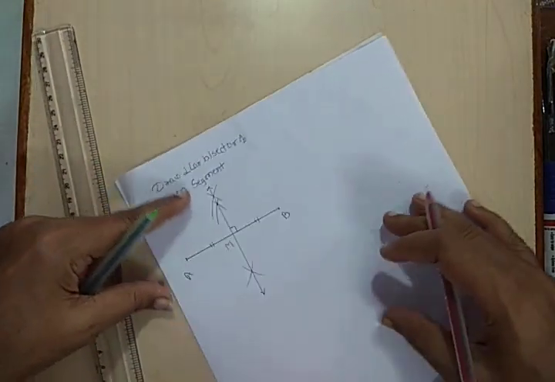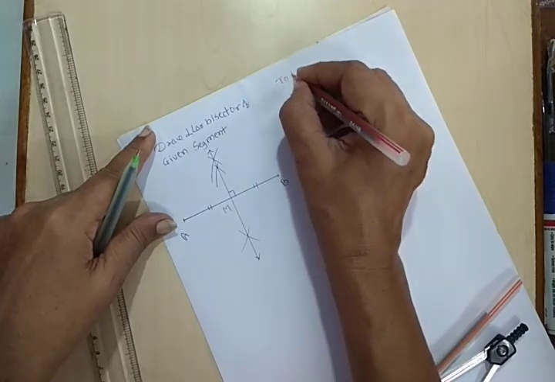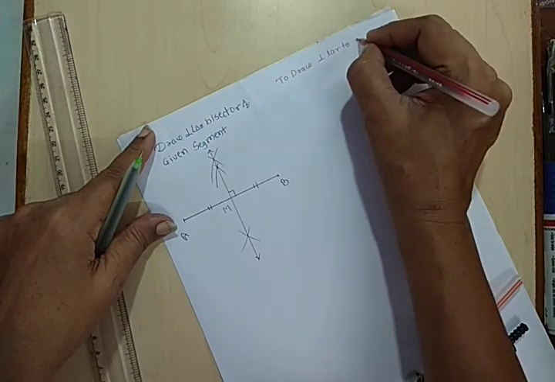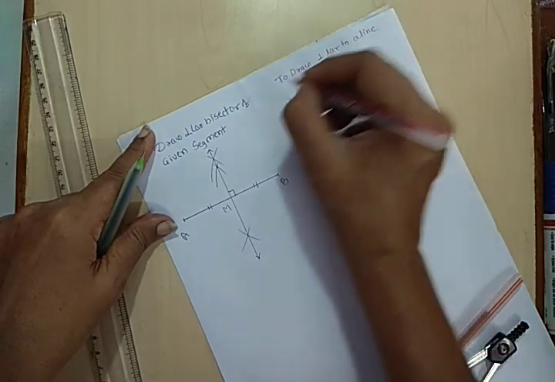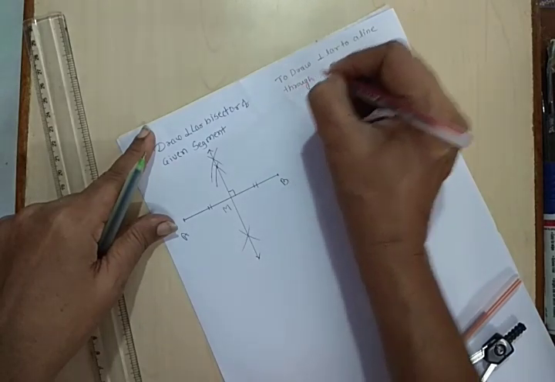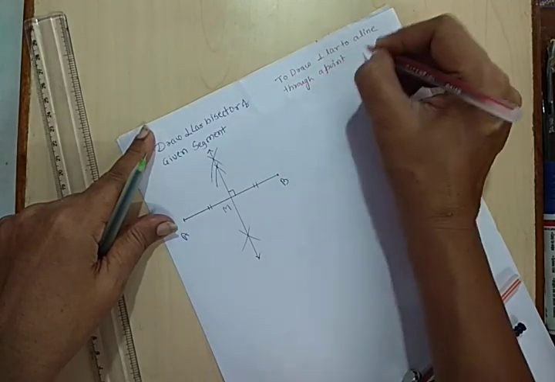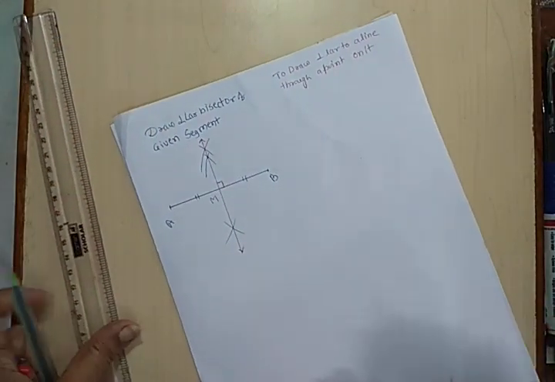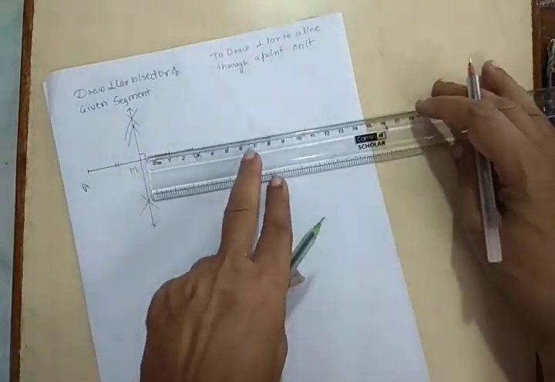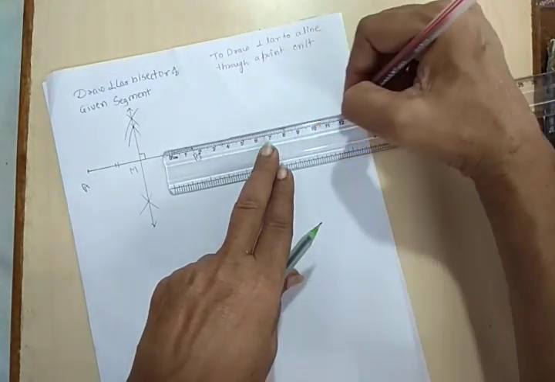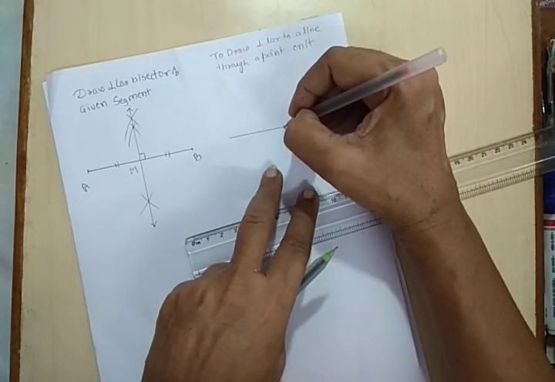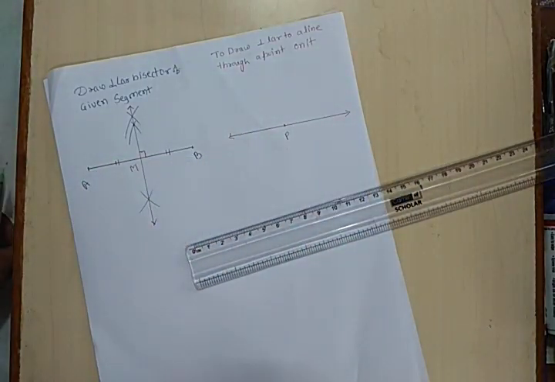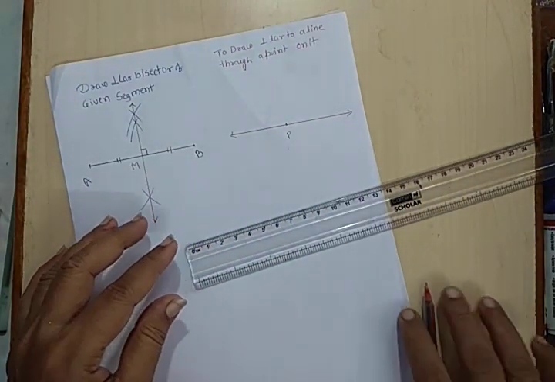Next is to draw perpendicular to a line through a point on it. That is, here the point is on the line. Suppose this is a line and I need to draw a perpendicular and some point is here, P. I need to draw perpendicular through point P. What should I do?